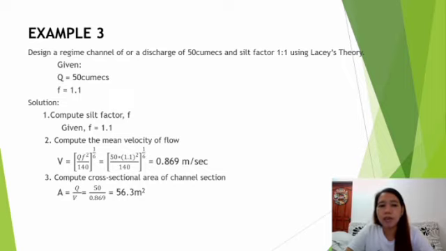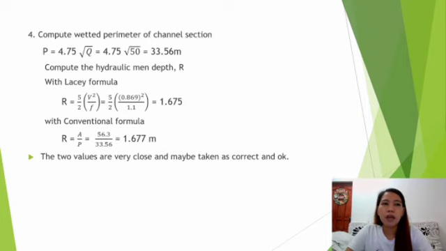After that, compute the cross-sectional area of the channel section, which is A equals Q over V. So that's 50 over 0.869. Our cross-sectional area is 56.3 square meters. Now, to compute the wetted perimeter of the channel section, we have this formula also coming from Lacey's theory. So P equals 4.75 square root of Q. So we have the wetted perimeter for this channel.